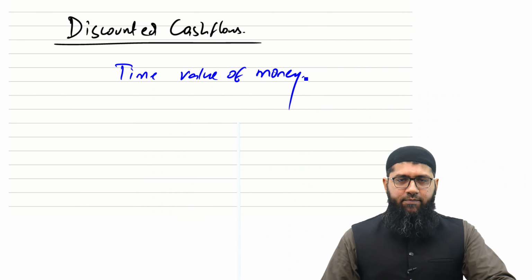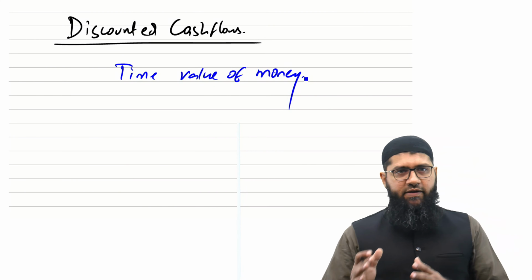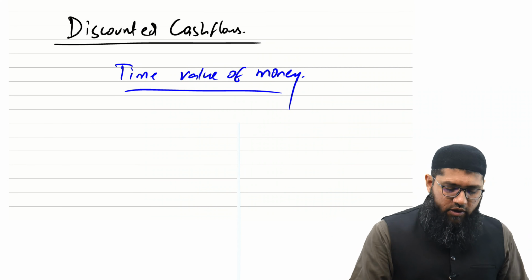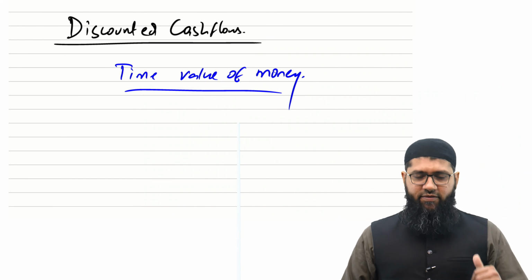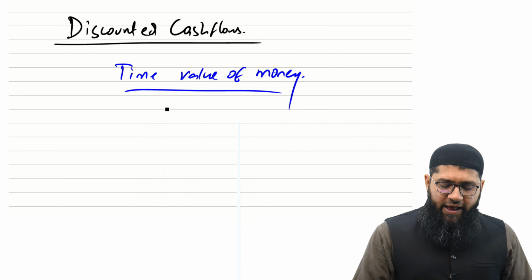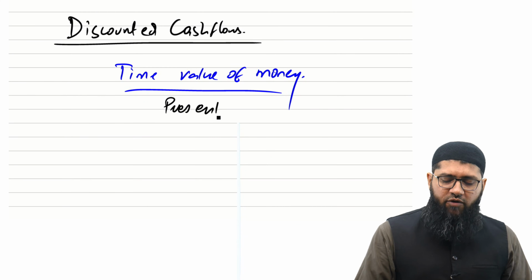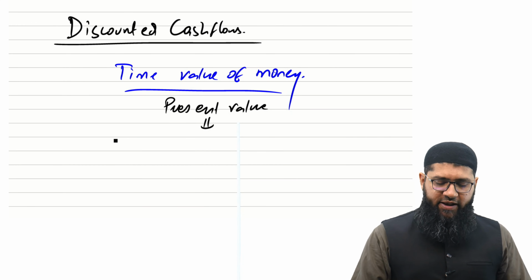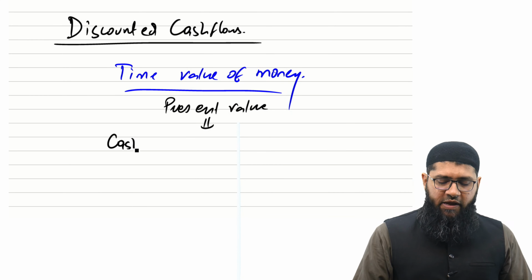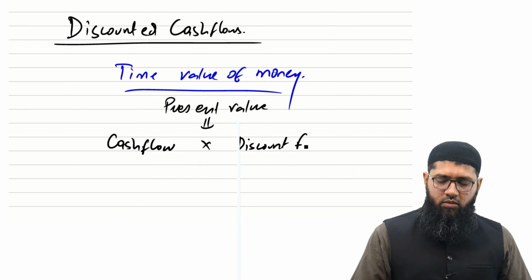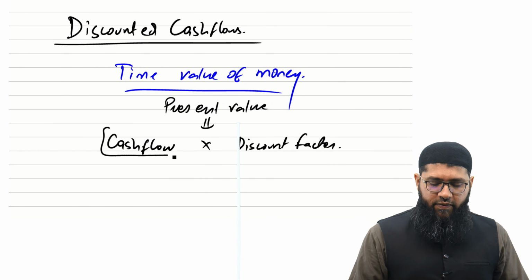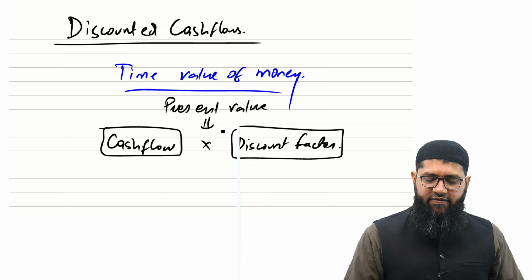I'll give you a bit of an idea. Generally, when we have discounted cash flows, they operate like this. You have to calculate the present value of cash flows. So how do we calculate the present value of cash flows? The present value of cash flows is simply the expected cash flow multiplied by the discount factor. Whatever the expected cash flow is, that cash flow is going to be multiplied with the discount factor.